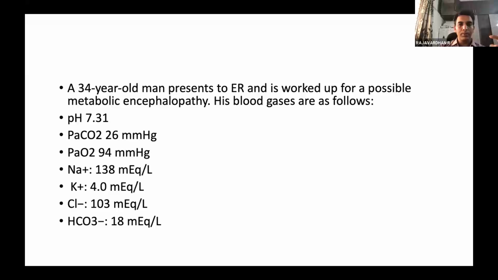A 34-year-old man presents to emergency and is worked up. They're told it's a possible metabolic encephalopathy. His blood gases are as follows. His pH is 7.31, PCO2 of 26, PO2 of 94, sodium of 138, potassium of 4, chloride of 103, and bicarb of 108. How will you approach an ABG if they give you an ABG? First thing.